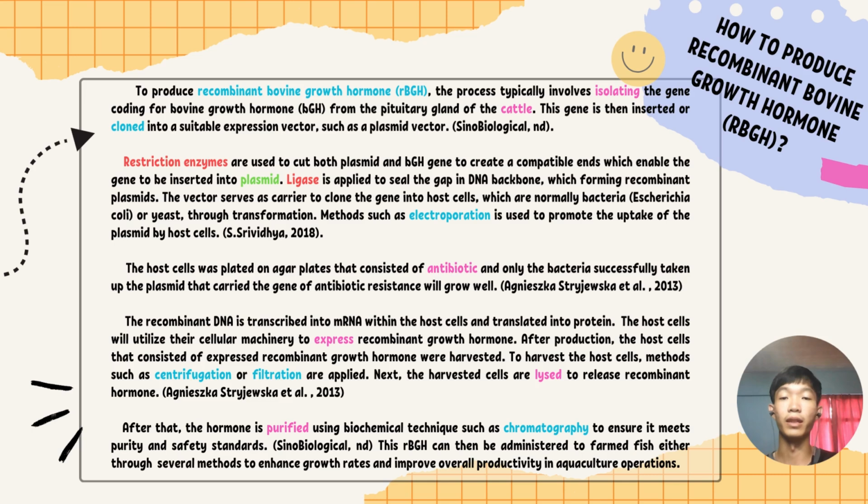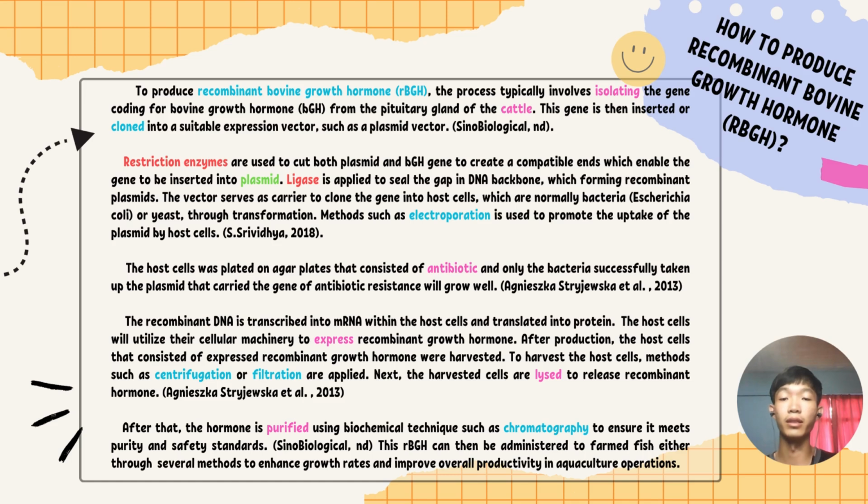The vector serves as a carrier to clone the gene into host cells, which are normally bacteria, E. coli, or yeast, through transformation. Methods such as electroporation are used to promote the uptake of the plasmid by the host cell. The host cells are plated on an agar plate that contains antibiotic, and only the bacteria that successfully took up the plasmid carrying the antibiotic resistance gene will grow well.